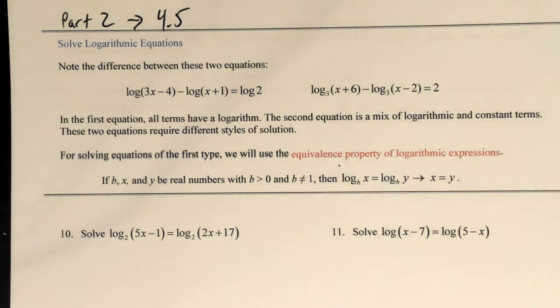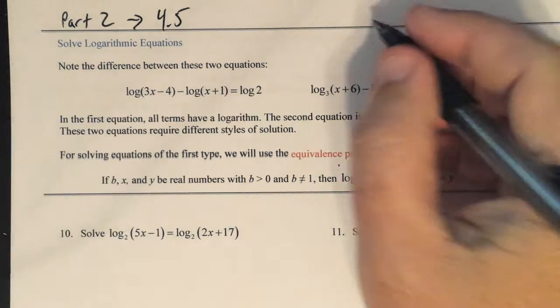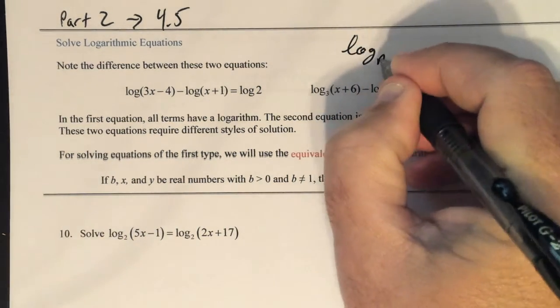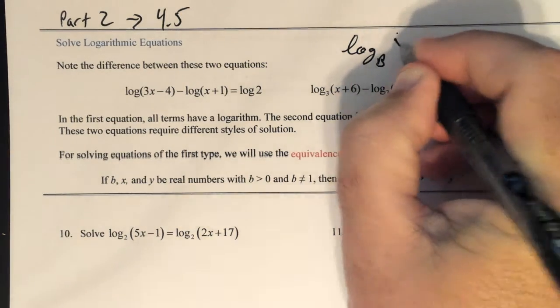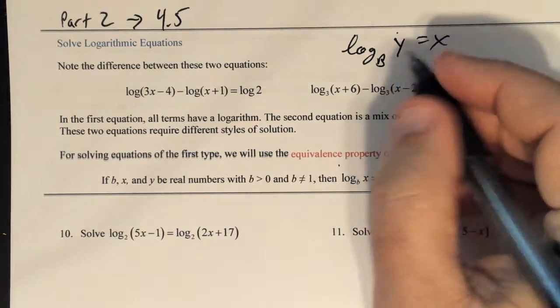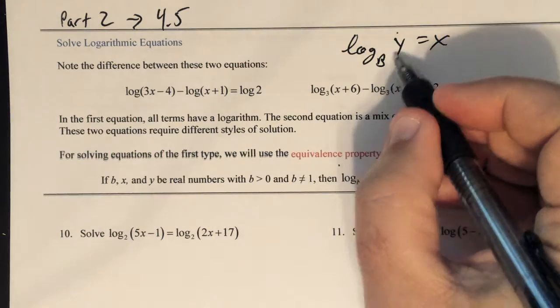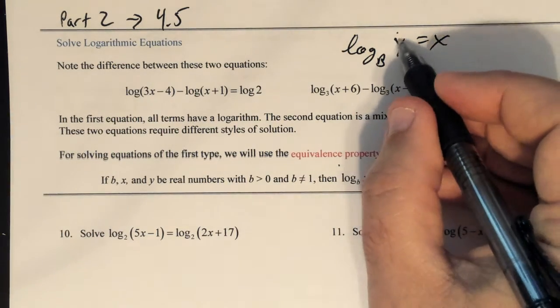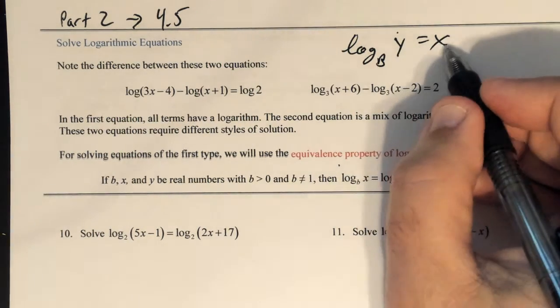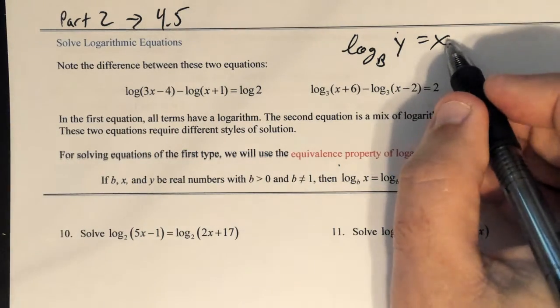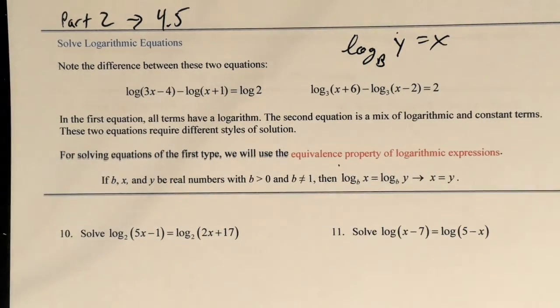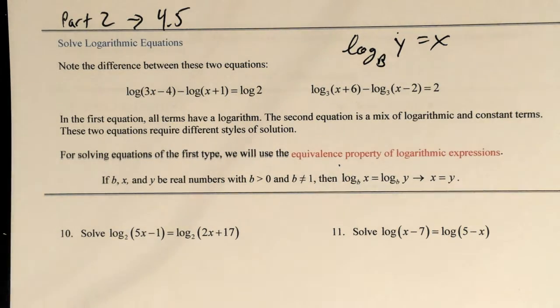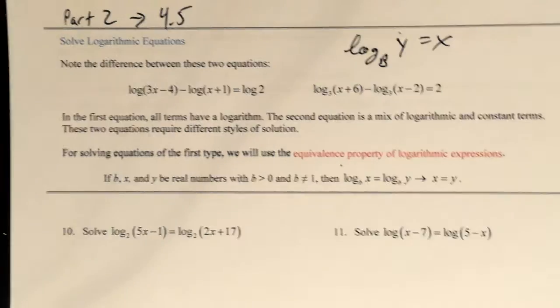A few things we do need to remember. Remember the base and the number next to the log. So remember that if I have log of base times some number is equal to x, the base always has to be positive, and this y value always has to be positive. X can be pretty much anything. So we're going to use a couple special rules here as we go through these. Equivalence property is one of them.